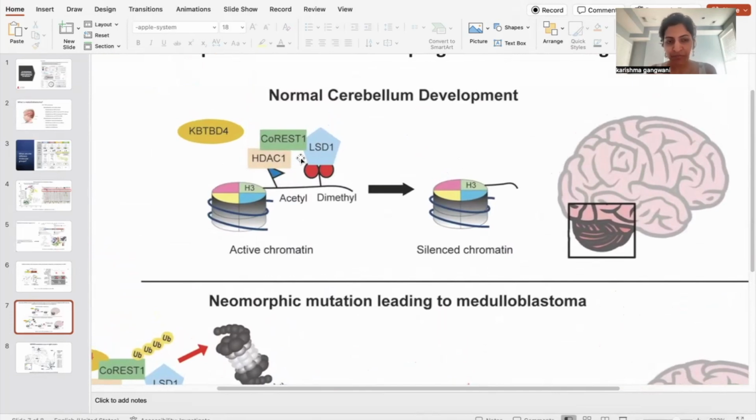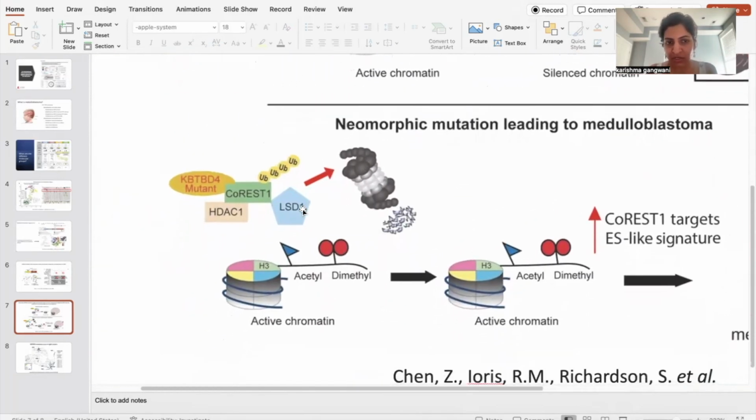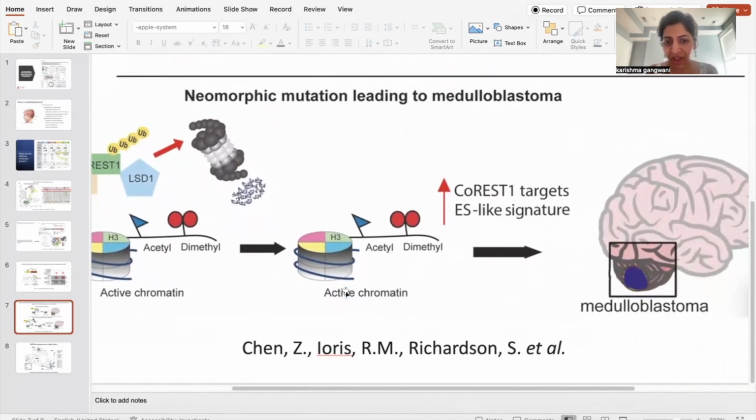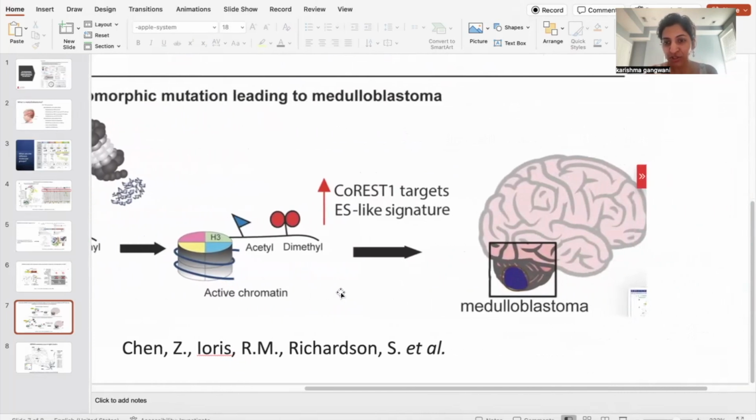And that's really important. But what happens in the disease context when KBTBD4 is mutated, right? When there are insertions in that loop, CoREST can fit into that pocket. Now it's a substrate for KBTBD4. It can get ubiquitinated and as a result get degraded, which is not supposed to happen. But in the disease context, that is what happens. And as a result, you have an active chromatin signature. And the genes are getting expressed now. The genes that are getting expressed as a result are stem cell factors that are pushing the cells or the tissue in a more mesenchymal or in a more stem cell-like signature.